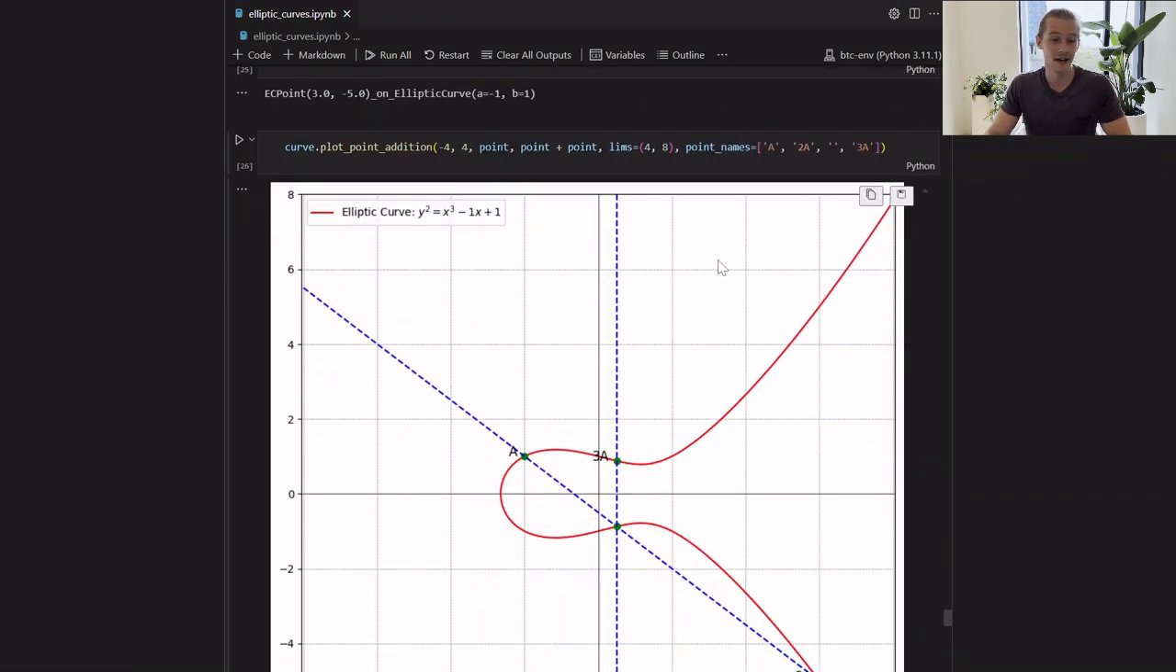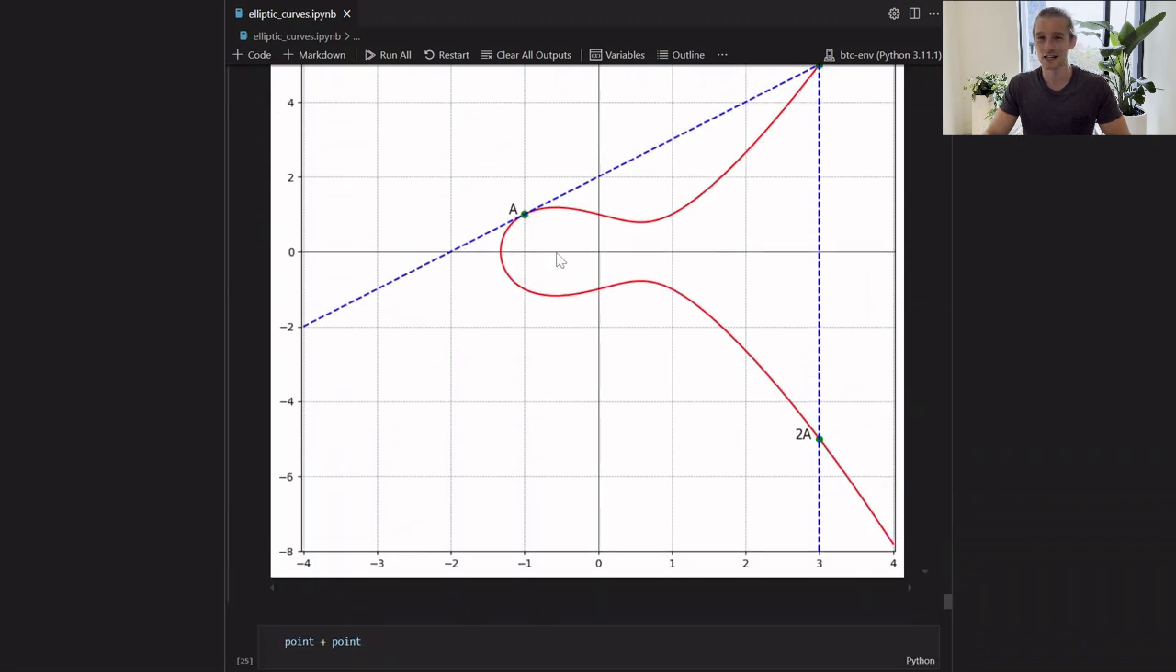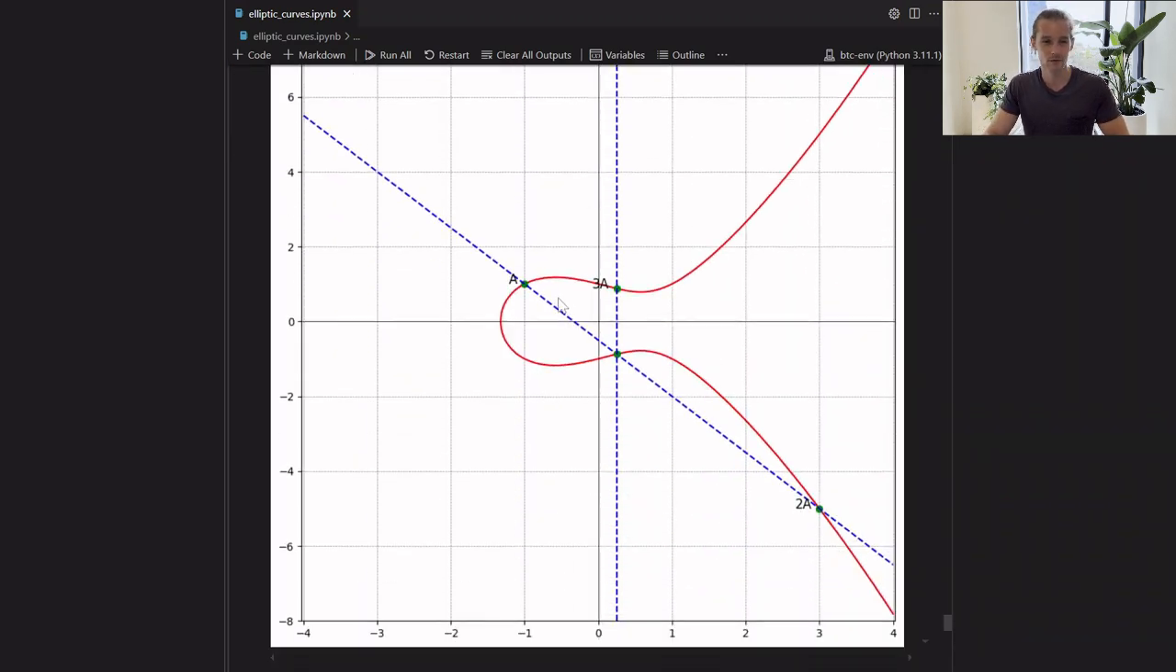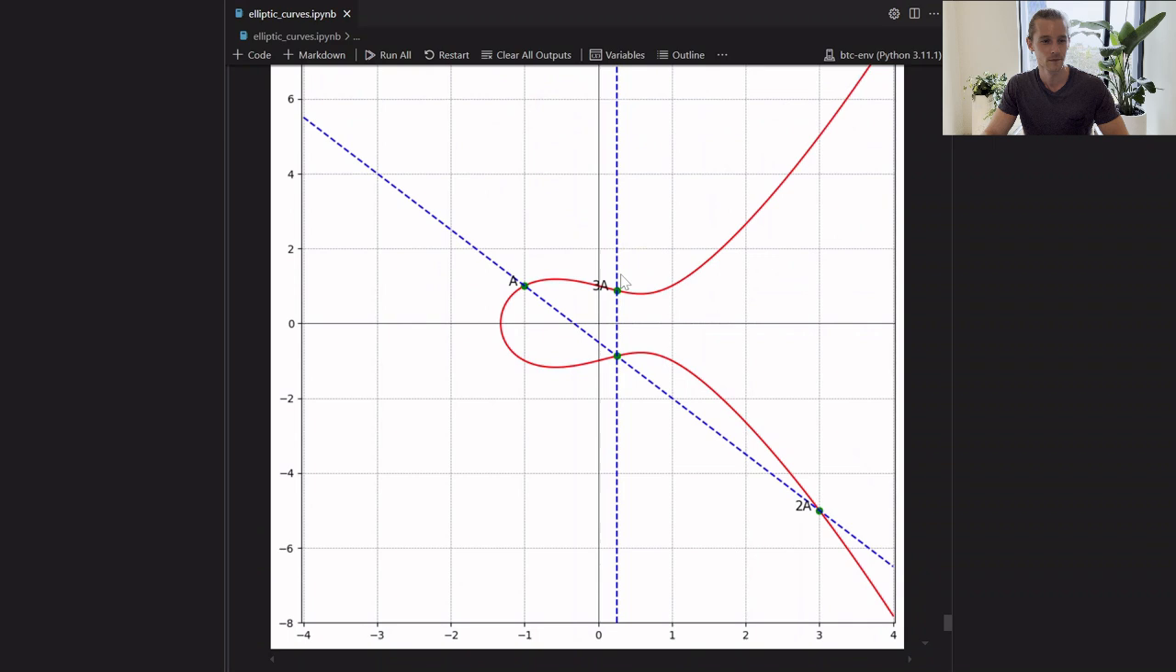If we were to add a to itself another time, it's the same as doing a plus 2a to get 3a. Then we would again do the same mathematical operation. We would draw the straight line through a and 2a, find the point where this straight line intersects the curve a third time, reflect over the x-axis, and 3a would be up here.